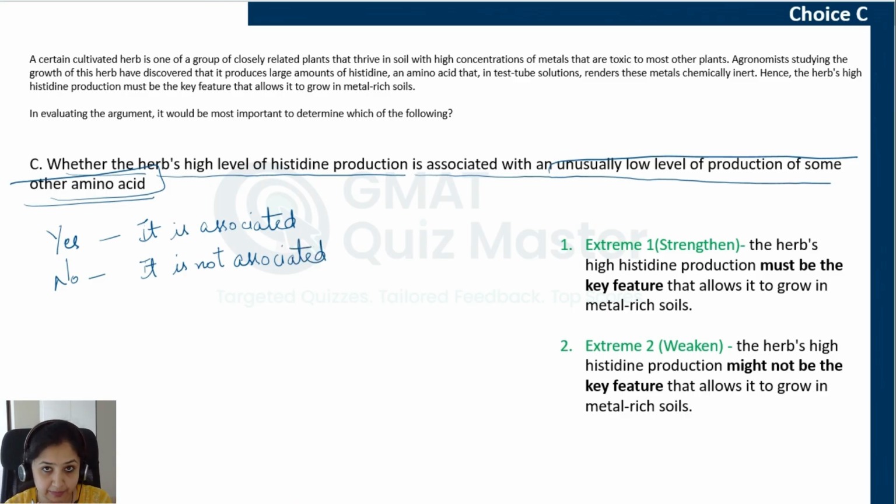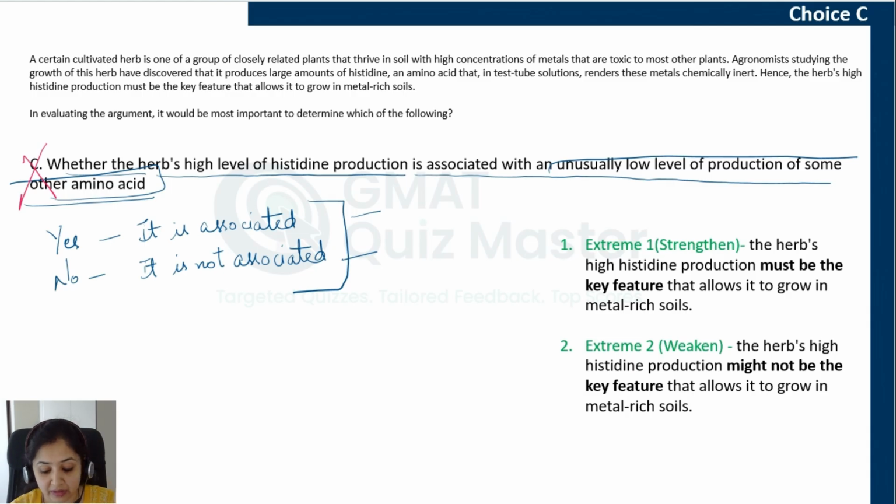However, does this help? In any of these scenarios, can you say that okay, it's not the high histidine production that allows the plant to grow in those conditions, or no, it cannot be the high histidine production that allows the plant to grow in that condition? No. At any of these extremes, this choice neither strengthens nor weakens the conclusion, and that is why it is incorrect. Most likely, if you selected it, you brought in an assumption here.